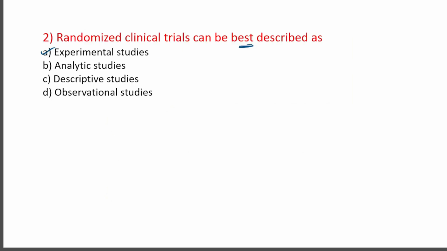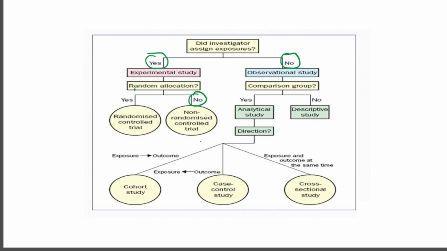So in our question, randomized control trials we took as that they are experimental studies because randomized control trials come under experimental study where there is random allocation. So this is our answer for our question. Now let us complete the whole chart. As we have spoken that in the experimental studies, if there is any random allocation, then it is randomized control trial. If there is no random allocation, then it is non-randomized control trial.